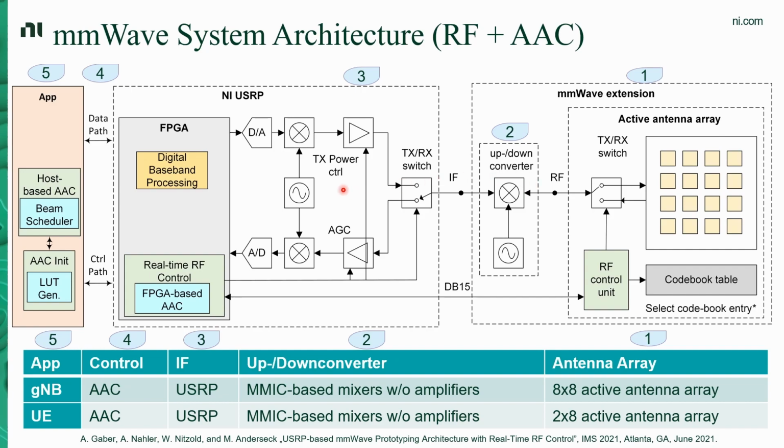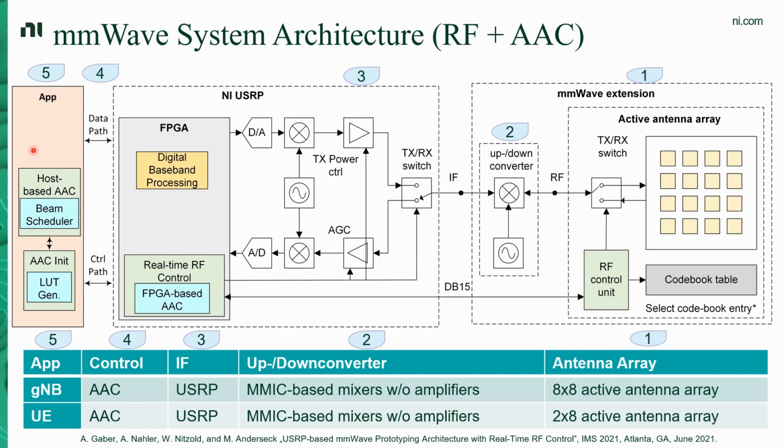The second component is the NI USRP, where we have the IF and part of the digital baseband signal processing implemented in the FPGA. The last component on the left side is an application, which can be a real-time 5G NR protocol stack consisting of PHY, MAC, and further high-layer functionality, or a real-time streaming application that's running on a host PC.